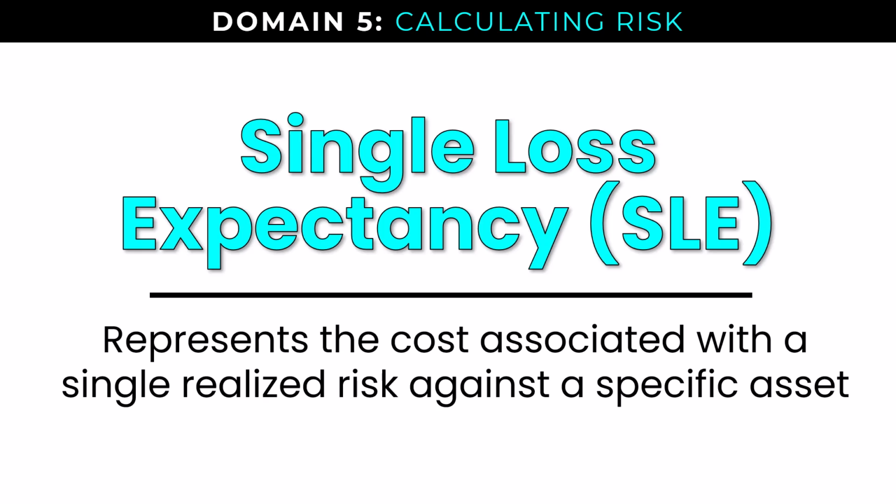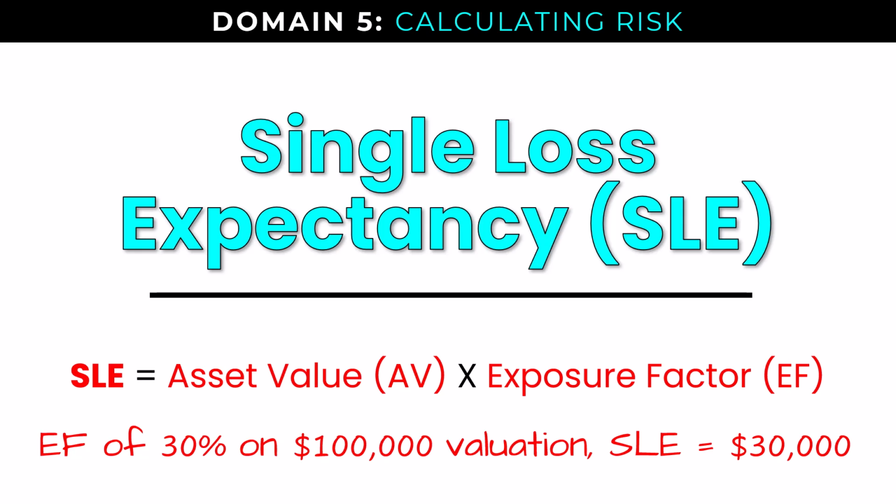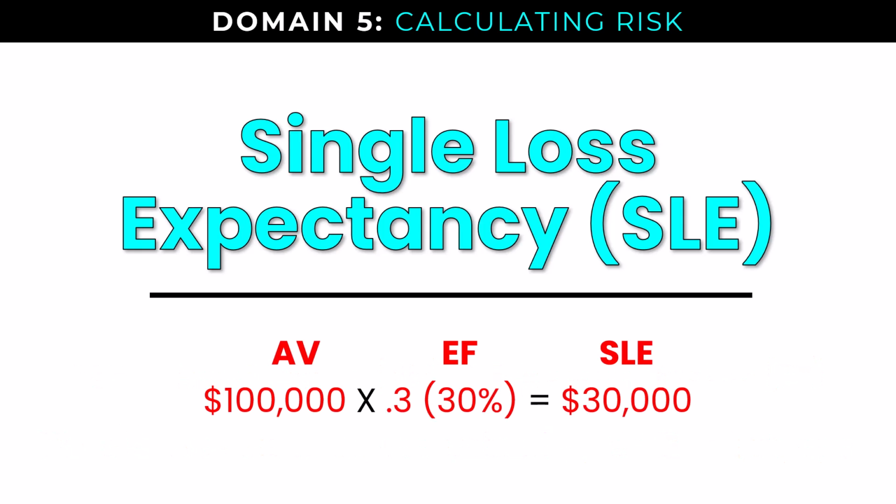Next, we have single loss expectancy, which represents the cost associated with a single realized risk against a specific asset. The formula for single loss expectancy is the value of my asset times the exposure factor. So if we take that exposure factor example I gave you, an exposure factor of 30% on a $100,000 valuation, means we have a single loss expectancy of $30,000. So if I state it as a formula, asset value of $100,000 times the exposure factor, 30% represented as a decimal, equals a single loss expectancy of $30,000.